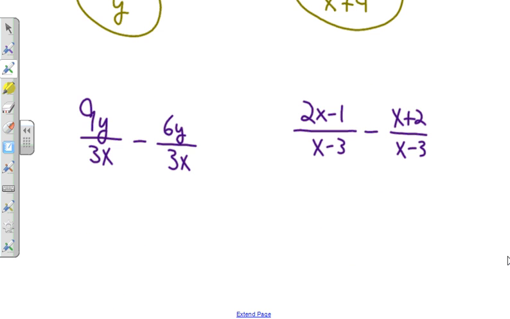Okay. All right. Let's look at some subtraction. 9y. What are we going to do with 9y and 6y? 3y. So that's 3y over 3x. Any more common factors? 3 is. Okay, so final answer.